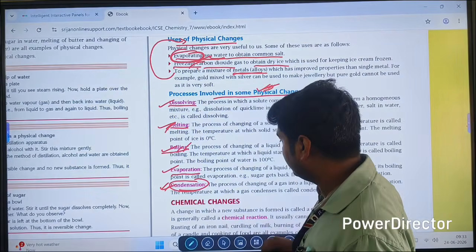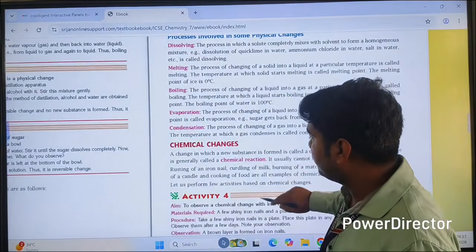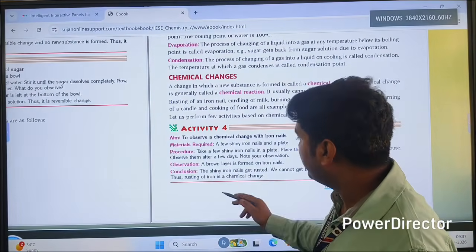Now come to the point here. The new thing that we are going to revise is chemical change. What is chemical change?